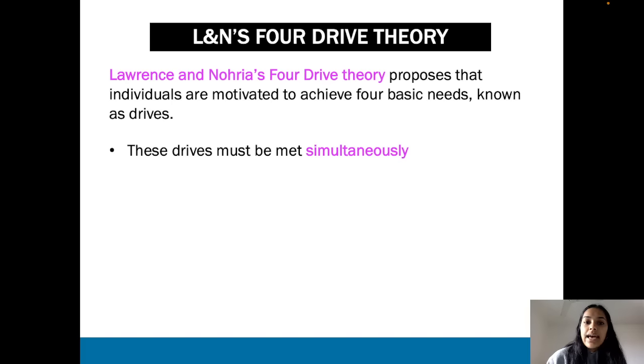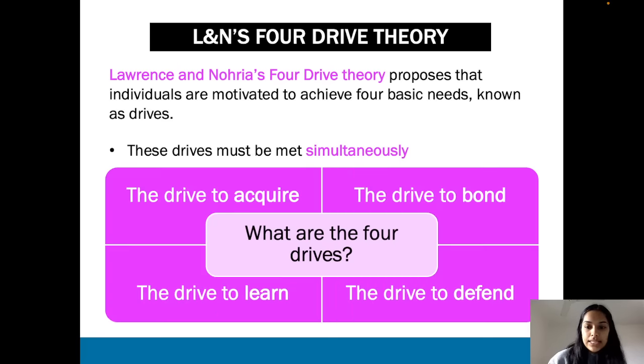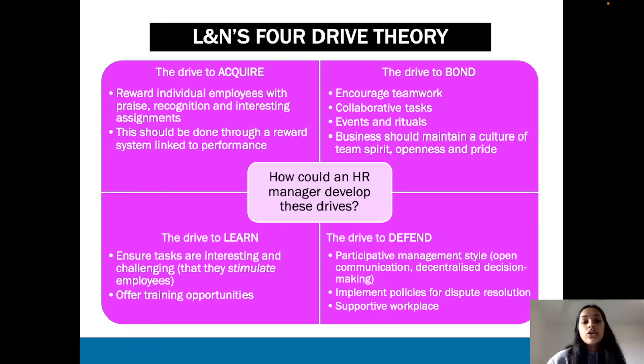All right, so looking more closely at Lawrence and Nohria's four drive theory, this essentially proposes that individuals are motivated to achieve four basic needs, known as the drives, and therefore the drives must be met simultaneously. And so these are the four drives that we went through, and some strategies that the HR manager could use to develop these drives. So when targeting the drive to acquire, they might reward individual employees with praise, recognition, and some interesting assignments, motivating the employees and stimulating them mentally. And then also it could be done through a reward system linked to performance. So maybe career advancement, performance-related pay, those address an employee's drive to acquire.